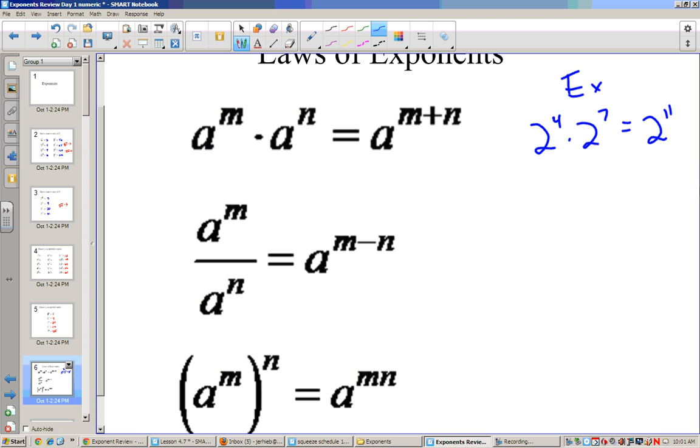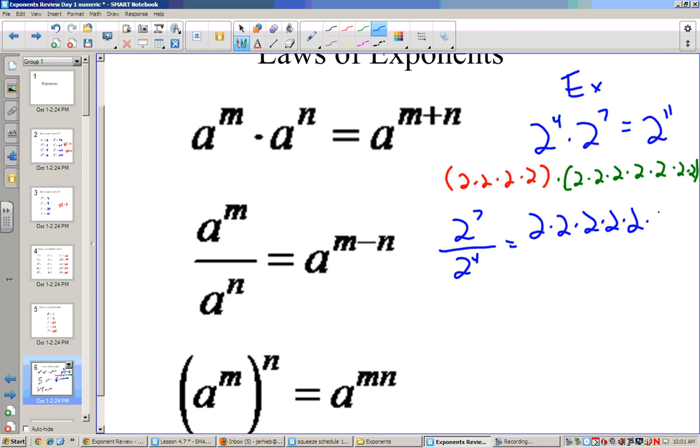Now if you want to see why that is, 2 to the 4th is 2 times 2 times 2 times 2. I guess I should move that over to give me room for my 2 to the 7th. My 2 to the 7th is 2 times 2 times 2 times 2 times 2 times 2 times 2. All right, I think that's 7 there. 3, 4, 5, 6, 7. So now if I'm multiplying these together, that's just 2 times 2 11 different times, so that's 2 to the 11th.